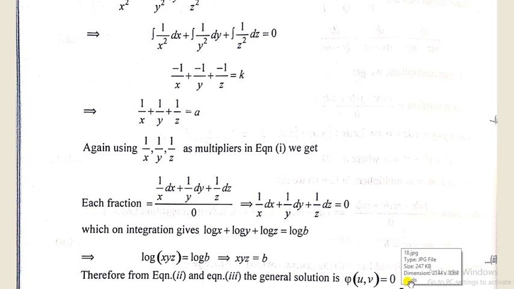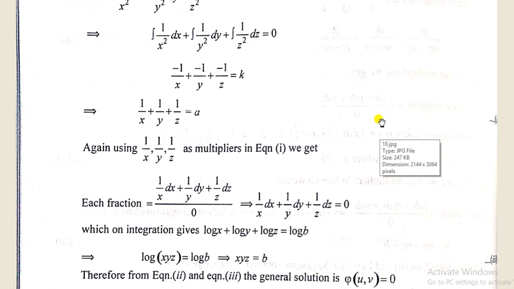Using the a and b results, the general solution is phi of u equal to 0. There is no fixed rule here, so we use these types of multipliers. You can choose any multipliers such that the denominator term becomes 0. Either you can use numbers or any functions.